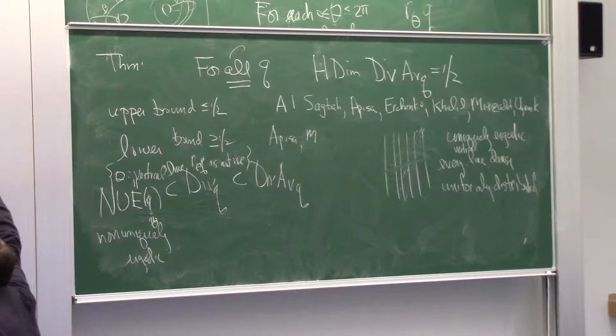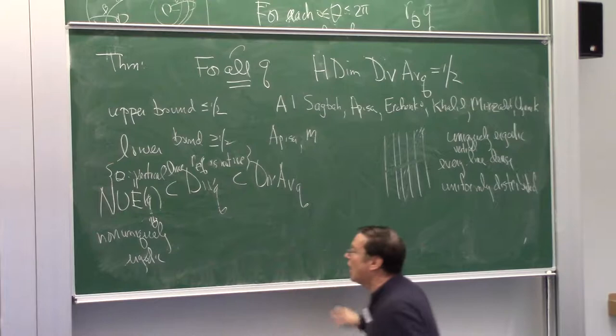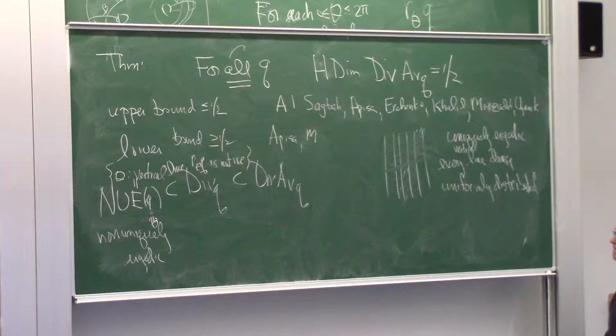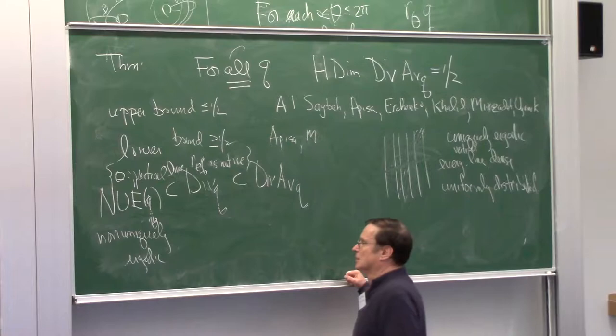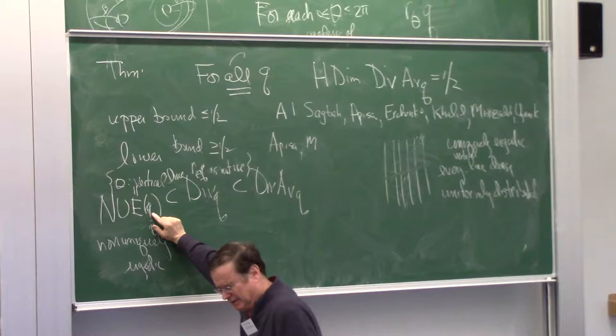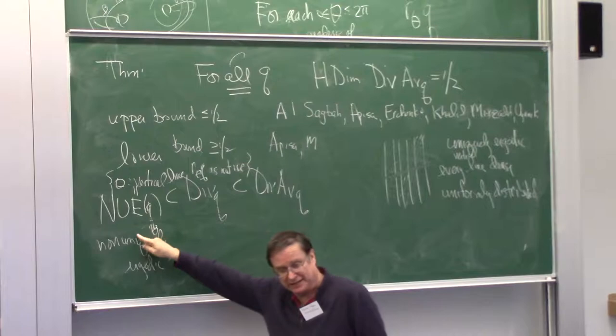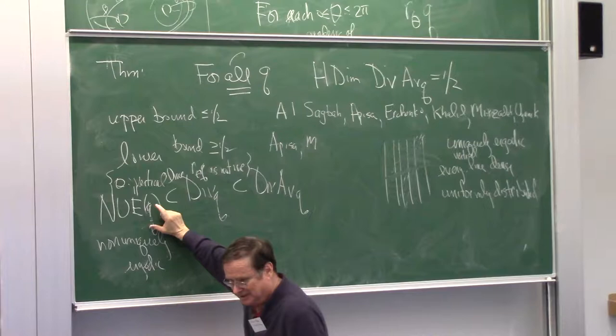I have a historical question. You emphasized the "for all" right there. Was this previously known for almost all or something? Let me see. Here, this set was known to always have Hausdorff dimension less than or equal to half. This is a new proof of that. The fact that the Hausdorff dimension here was less than half was something I did a while ago. This is a new proof of it.